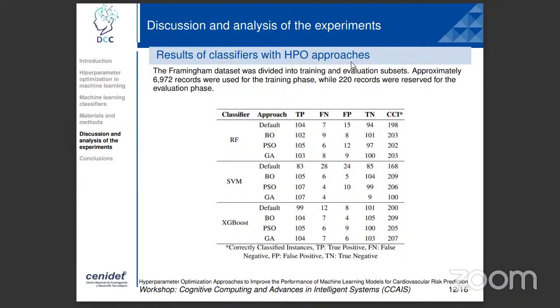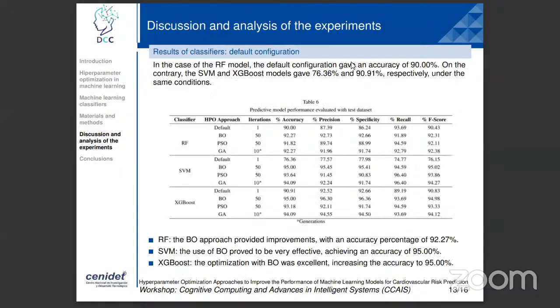The last column on the right represents the correctly classified instances, and the classifier and hyperparameter optimization approach that obtained the most correctly classified instances was XGBoost with Bayesian optimization. On the contrary, the fewest correctly classified instances were by SVM with the genetic algorithm approach. If we focus on the accuracy metric, the best performance was obtained by SVM and XGBoost with Bayesian optimization.